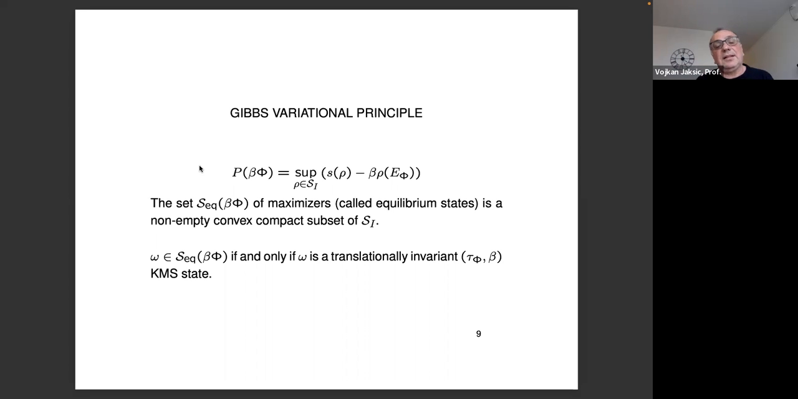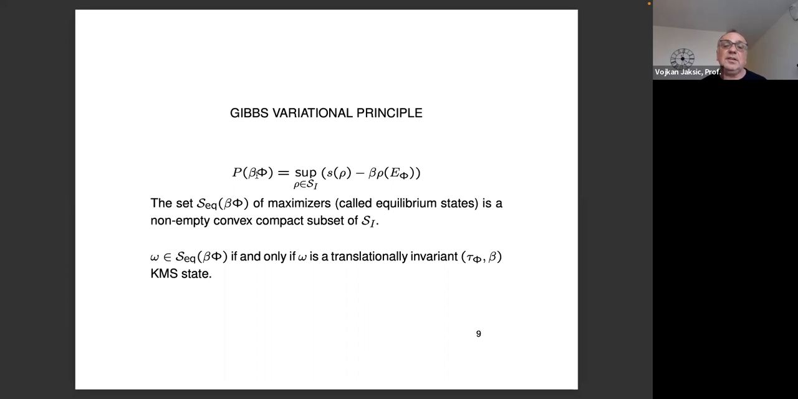One basic result is that for high temperatures, that means for small beta, the set of equilibrium states is a singleton, so there are no phase transitions at high temperatures. Now this connects with the KMS condition because omega is an equilibrium state, maximizing the Gibbs variational principle, if and only if omega is a translation invariant (tau, phi, beta)-KMS state. So this is a fundamental result.